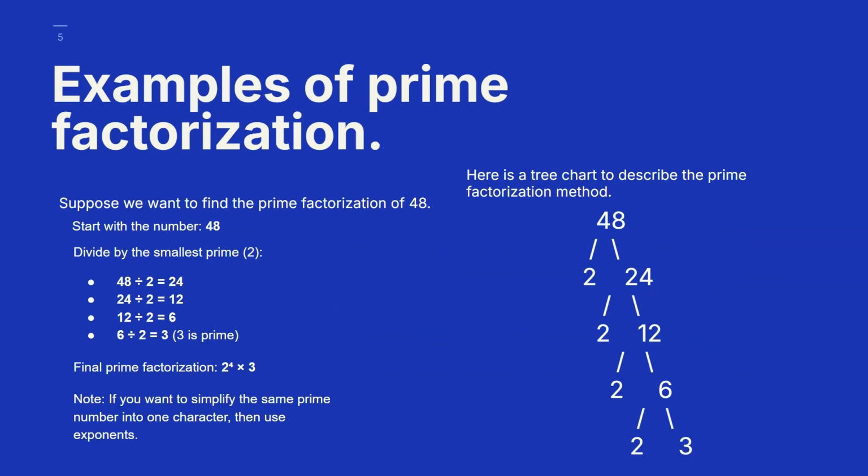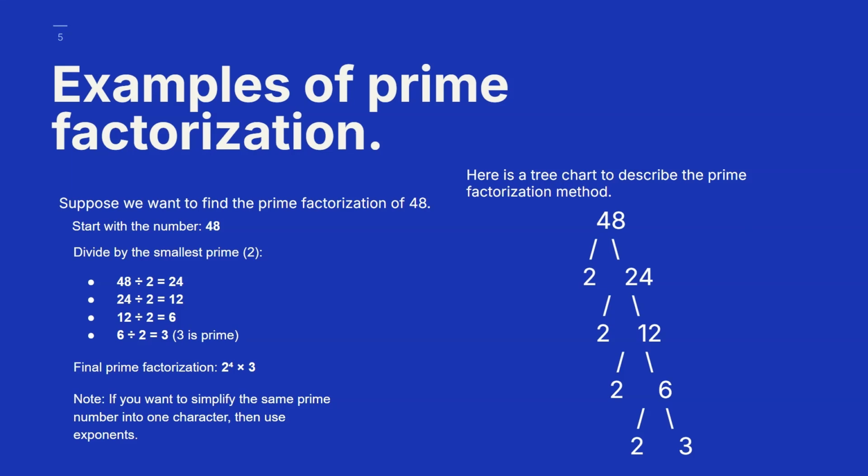Examples of prime factorization. Suppose we want to find the prime factorization of 48. First, we would want to start with the number 48. Second, we would want to divide by the smallest prime number possible, which is 2.